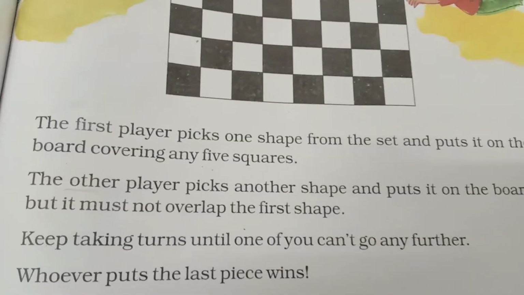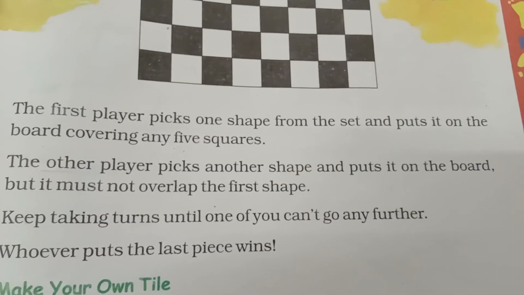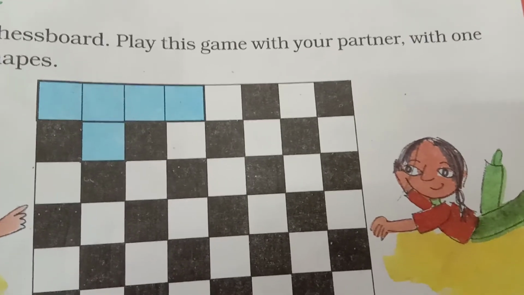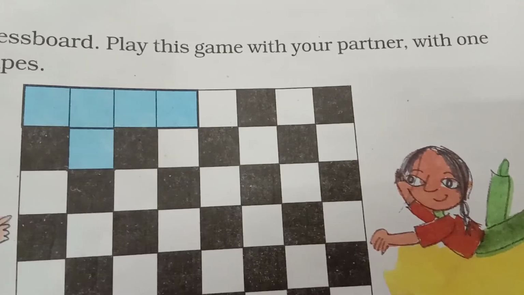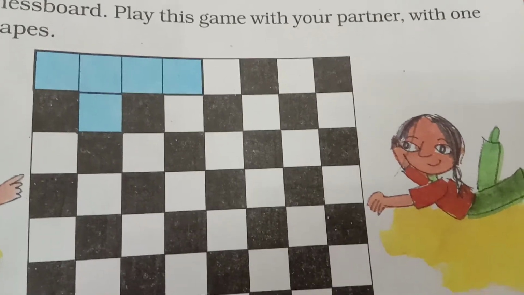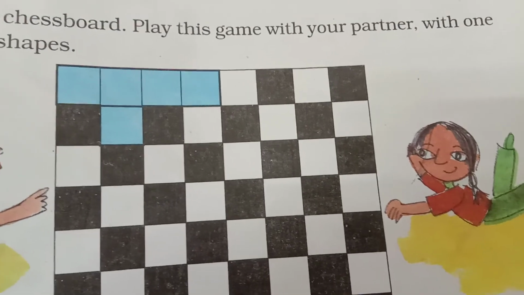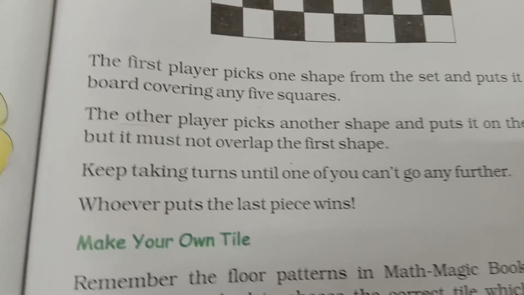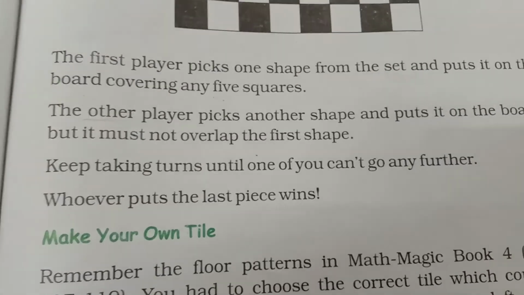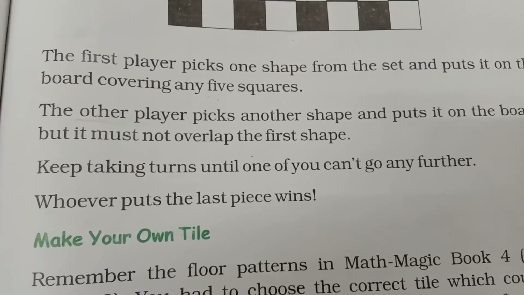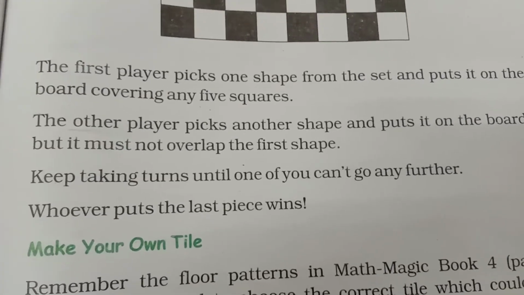Then the other player picks another shape and puts it on the board, but it must not overlap the first shape. So your partner will take one more shape and arrange it in this chessboard. See that no square of the previous shape should be overlapped. Then like that you continue, keep on taking turns until one of you can't go any further. Whoever puts the last piece will win.